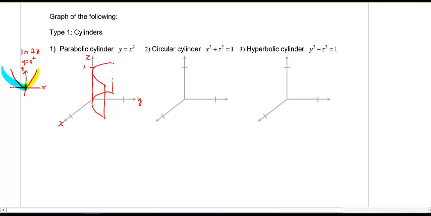I hope you can visualize how this is like a cylinder. So it's like having multiple parabolas. I could draw another one here if I wanted to. Another one, and so on and so on. And you can see that I'm creating a cylinder. You don't need to actually do those blue lines if you don't want to.